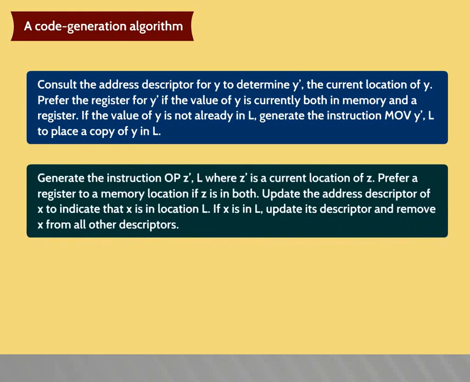Generate the instruction op z', L, where z' is the current location of z. Prefer a register to a memory location if z is in both. Update the address descriptor of x to indicate that x is in location L. If x is in L, update its descriptor and remove x from all other descriptors.